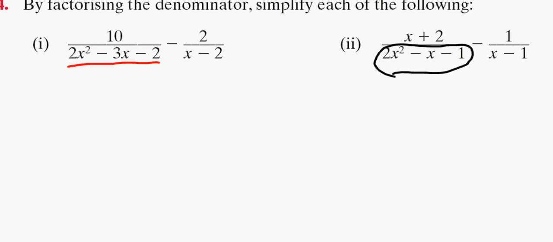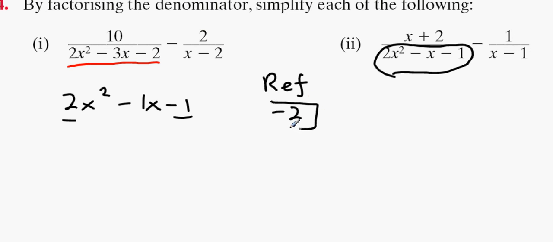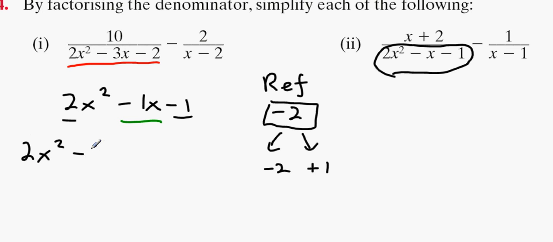What we're going to do is get 2x squared minus 1x minus 1. The reference number happens to be the first number multiplied by the last, which is 2 times minus 1, which is minus 2. Once we get to minus 2, we break it up into its two components, which are minus 2 and plus 1 respectively. Then we can break up the minus 1x, so what we should end up with here is 2x squared minus 2x plus 1x minus 1.